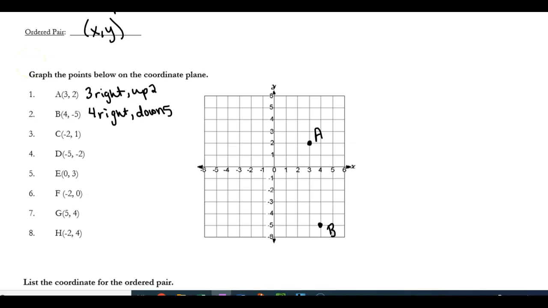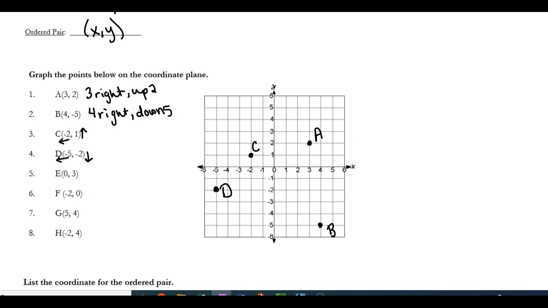For C, I should have gone to the left 2 and then up 1. So I start here and I go to the left 2 and then up 1. And so that's coordinate C. And then for coordinate D, I should have gone to the left 5 and down 2. So I go to the left 5 and then down 2. And that's coordinate D.